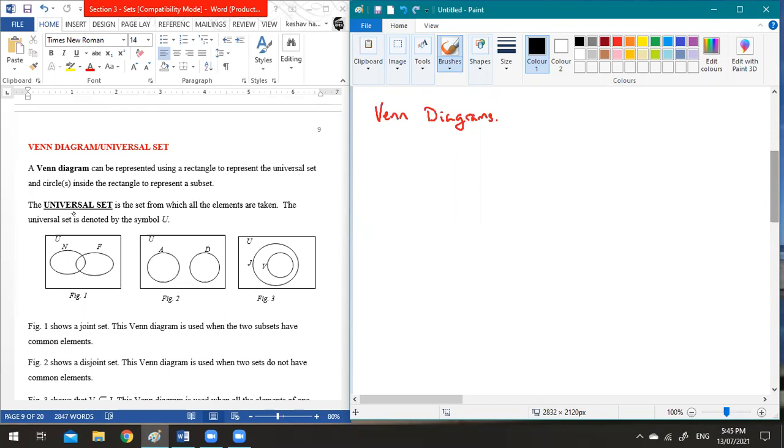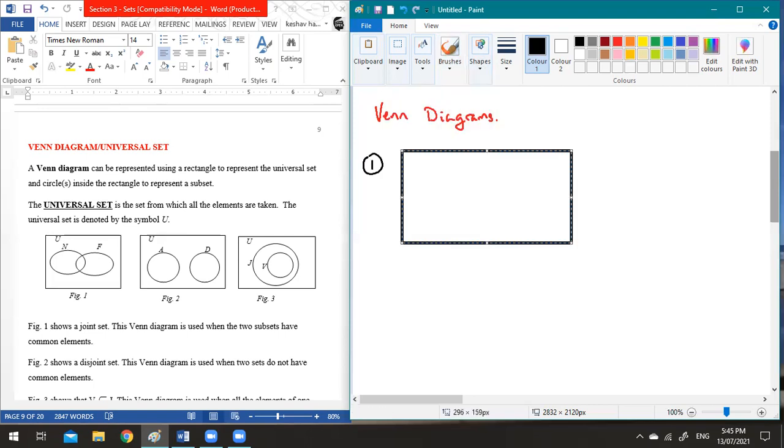And from the video before, we know what a universal set is. The universal set is the set from which all other elements are taken, or derived from. Now, we have three figures here, figure 1, figure 2, and figure 3. Now, if we were to draw figure 1, right, and we have two circles.